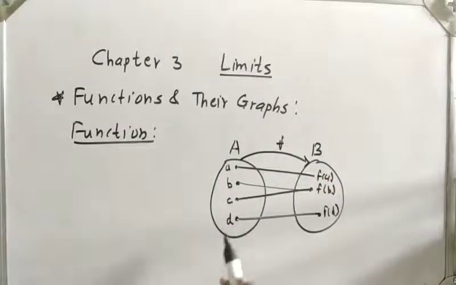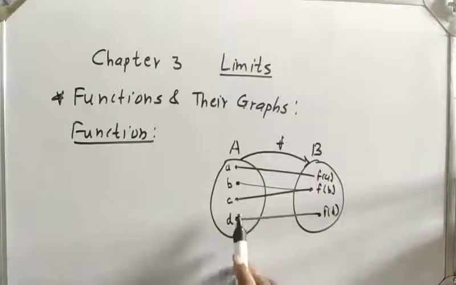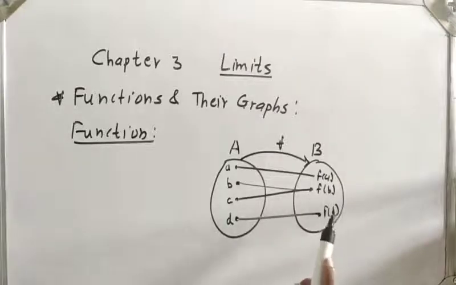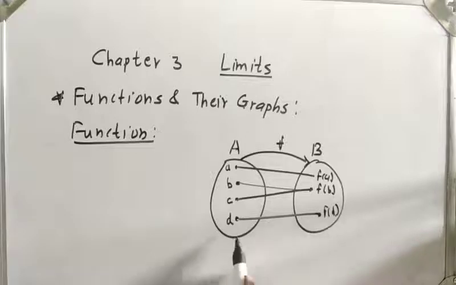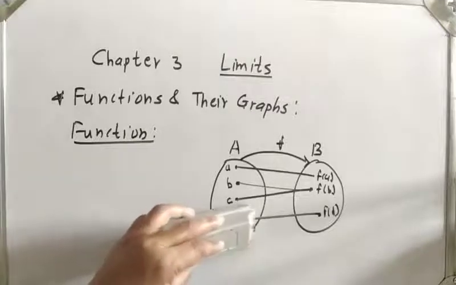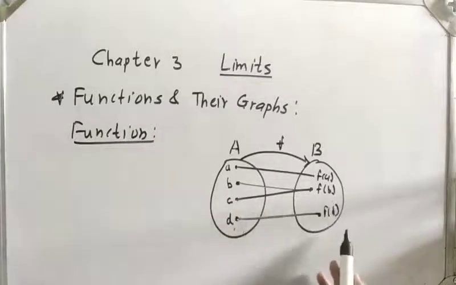A and B are any non-empty subsets. In your syllabus we are considering A and B as subsets of R. Now what is a function? Every element of A, each and every element, must have a unique element. Every and unique are important words. If there is some element E without mapping, then this is not a function. Every element must have an image.